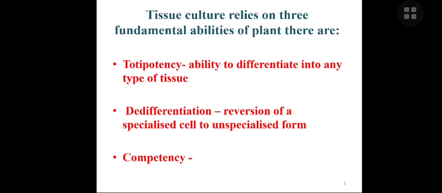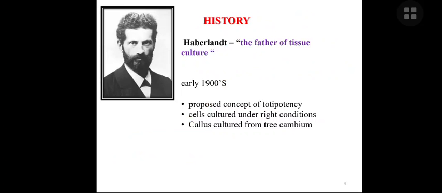Then dedifferentiation. Dedifferentiation means a reversion of specialized cells to unspecialized forms, so that we can compare it with stem cells. Stem cells have the same property, that is, unspecialized tissue forming specialized tissues. Then competency to develop into a total plant, a full-grown plant.